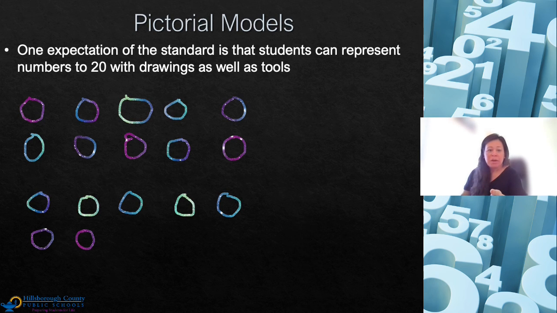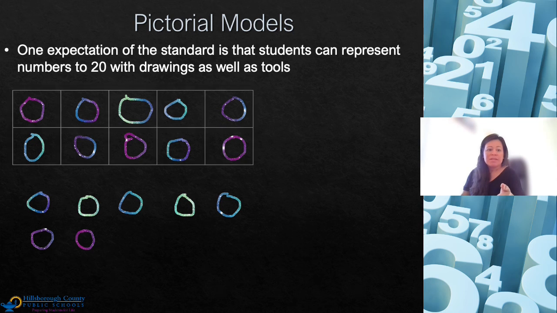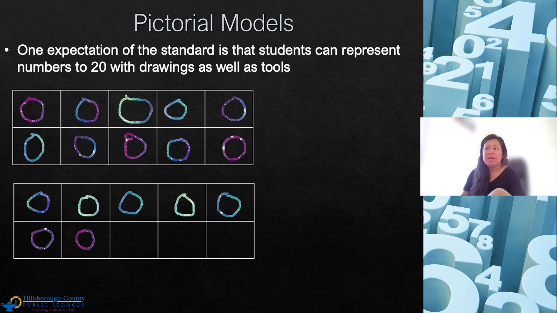Here's just one quick pictorial model. We know that one expectation of the standard is that students can represent numbers to 20 with drawings as well as with tools. So of course the pictorial representation comes along right after. We can see that we have a group of 10, we've got the 7 ones left over, and so thinking about that next component of that example, like number 4, how can I get the kids to think about the ones and the group of 10 afterwards?